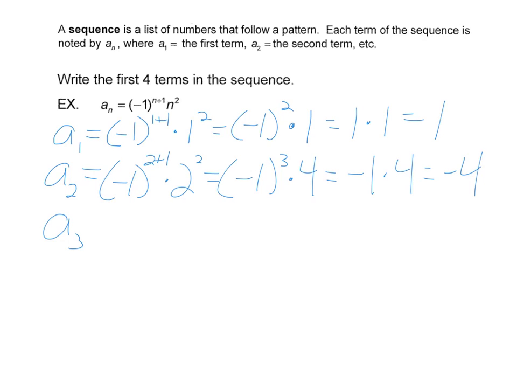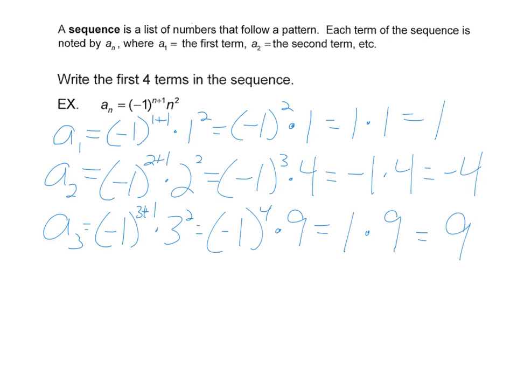The third term, a sub 3, everywhere we see an n, we replace it with a 3. Negative 1 to the power of 3 plus 1 times 3 squared would be negative 1 to the 4th times 9, which is positive 1 times 9, which is 9. Anytime you have a negative to an even power, it becomes positive. If you have a negative to an odd power, it becomes negative.